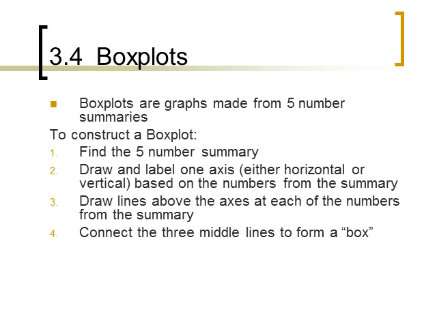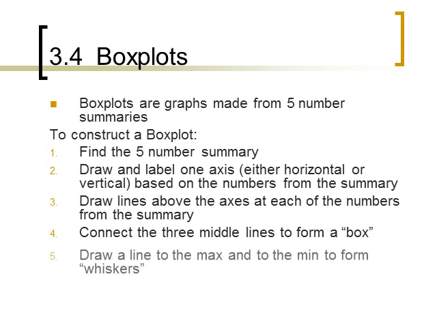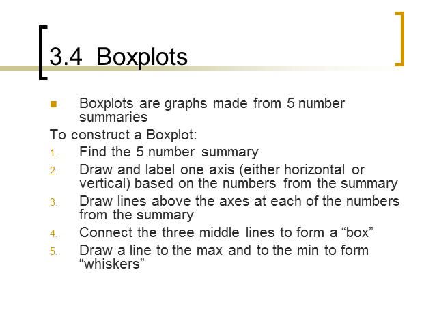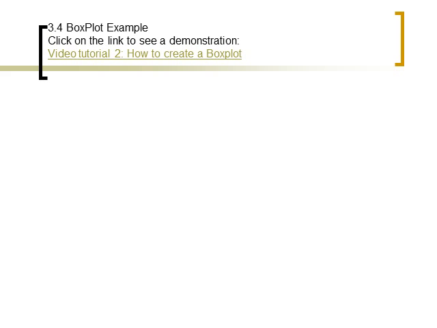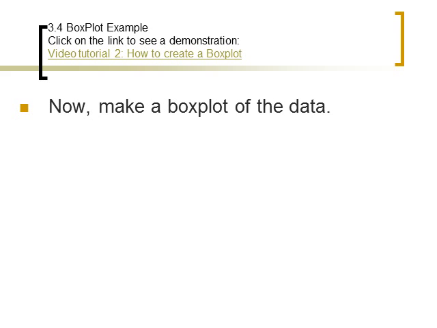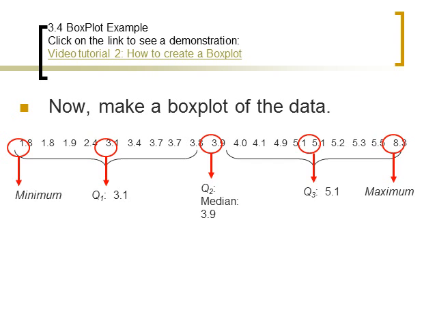And then we're going to connect the 3 middle lines and form a box that goes around the 3 quartile numbers. And then we draw a line out from the edges of the box and connect to the maximum number and the minimum number, and those are called the whiskers of the box. Now let's practice making a box plot of the data. So here's the data that we've already used, and we found the 5-number summary for the data.